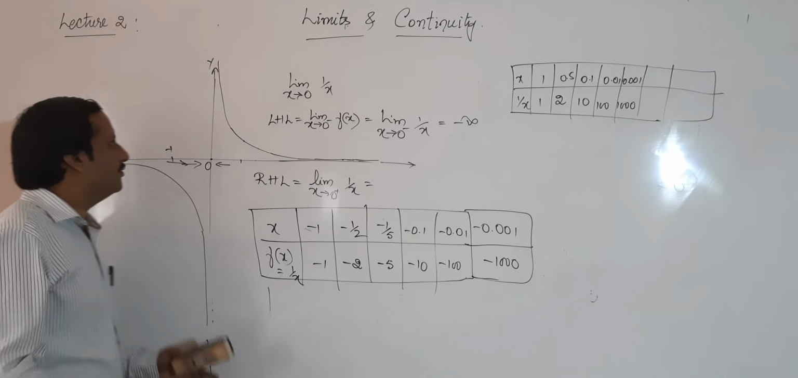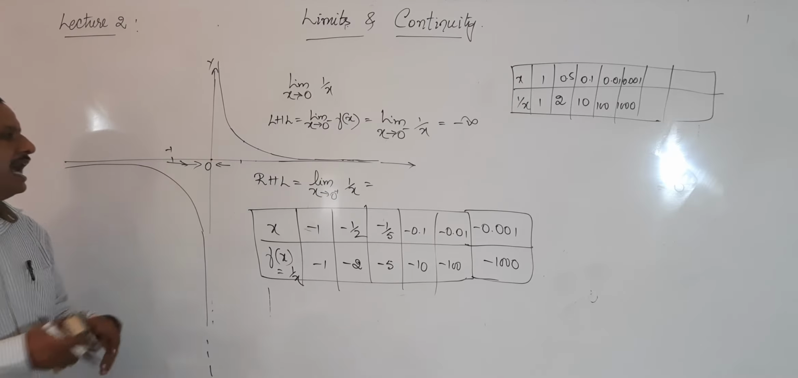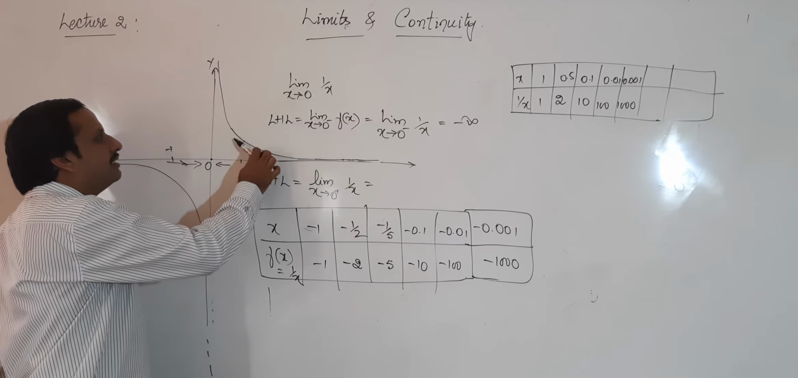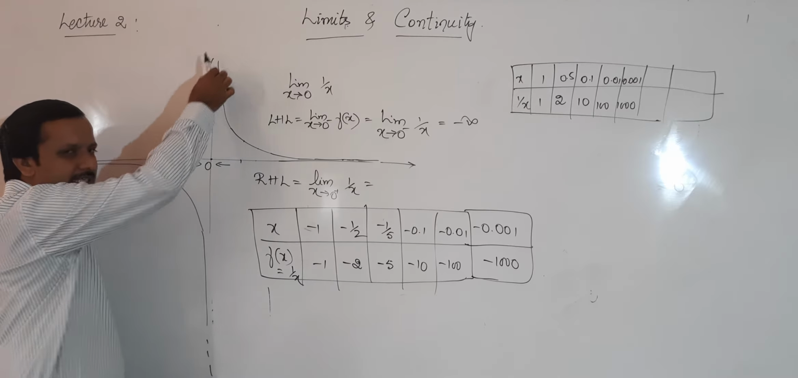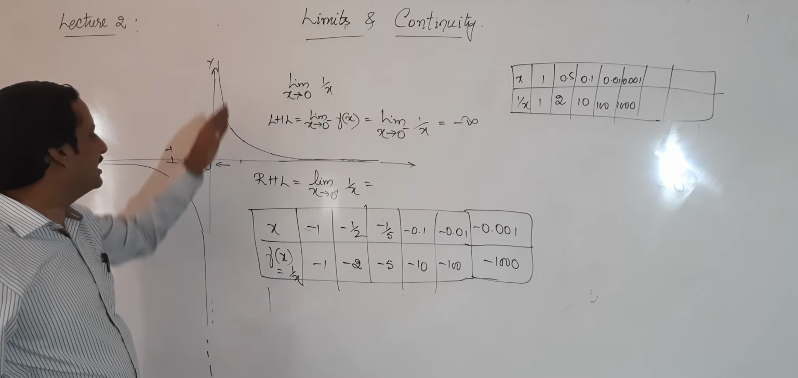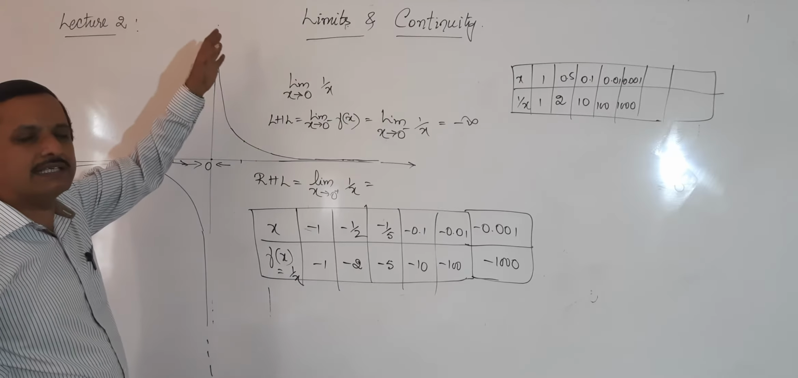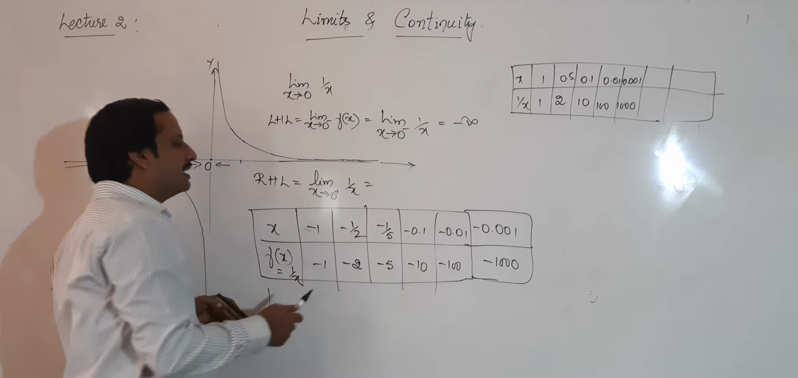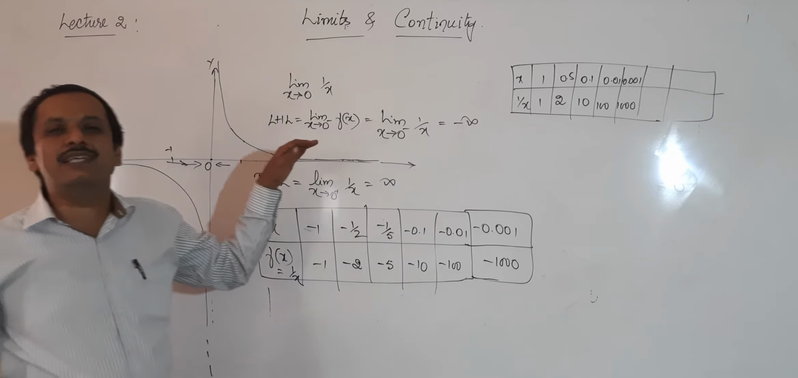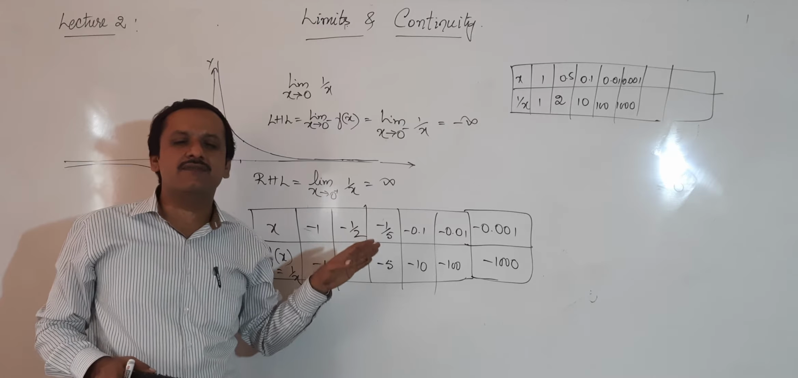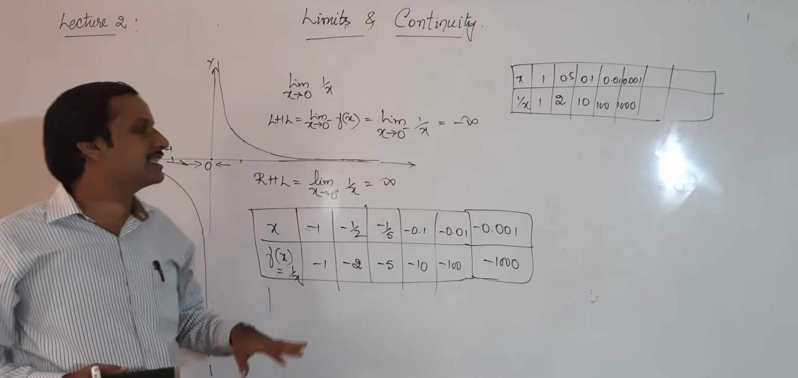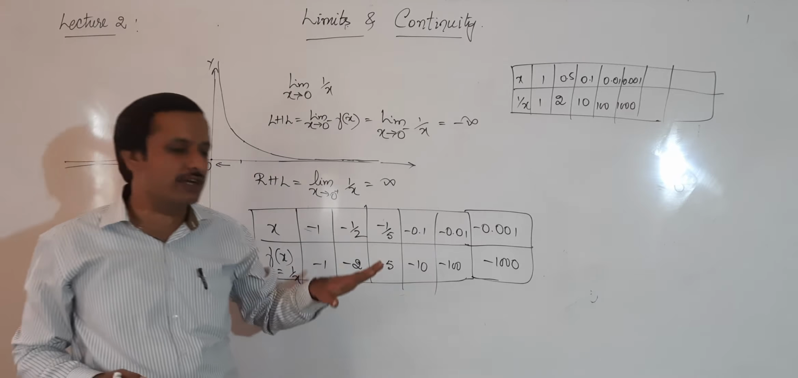So as we can observe, which is evident from this graph also, as x comes closer and closer to 0 from right side, the value of 1 by x goes on increasing, and by the time it reaches 0, it will tend to plus infinity. So I can write limit x tends to 0 plus 1 by x is equal to infinity. Left hand limit is minus infinity, right hand limit is plus infinity. Therefore, this limit does not exist. Limit x tends to 0, 1 by x does not exist.